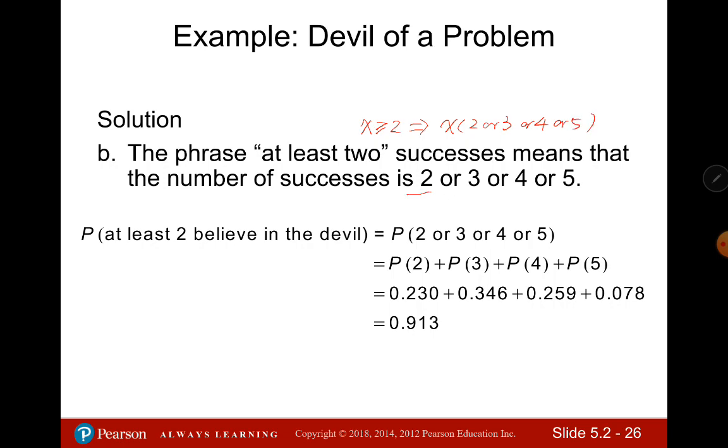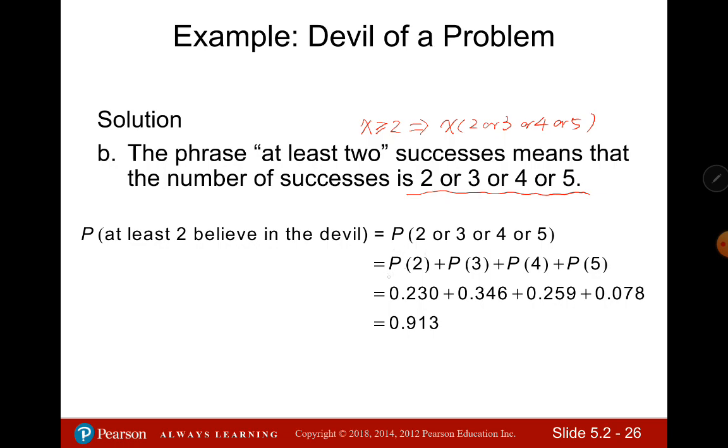See? We have 4 possible values for at least 2. Because we only have 5 persons in total, the maximum number is 5. So 2 or 3 or 4 or 5. And the keyword here is the "or", which means we should use the addition rule of probability. Let's check. How can we do this kind of problem?